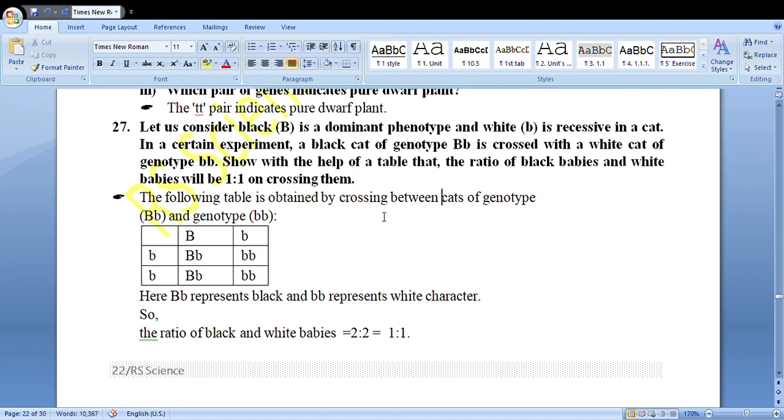The following table is obtained by crossing between cats of genotype Bb and bb. Capital B here, small b here. This result is obtained. This into this here, this into this here, this into this here, this into this here. The Bb represents black and bb represents white character. So the ratio of black and white babies is 2:2, which is equal to 1:1.